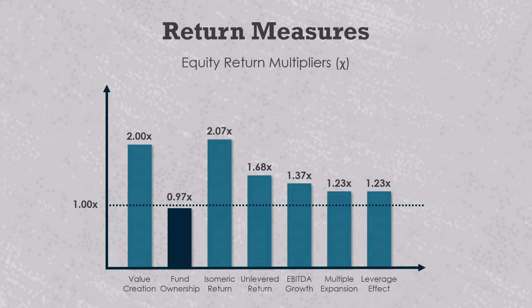The GP's return is the product of this 0.97 and 2.07, which gives us the gross multiple of invested capital of 2.0x. Likewise, the product of the unlevered return and the leverage effect gives us the equity return multiplier. The product of EBITDA growth and multiple expansion gives us the unlevered return multiplier. And if you take the product of the multipliers for EBITDA growth, multiple expansion, leverage effect, and fund ownership impact, you get the GP's gross multiple of 2.0x.